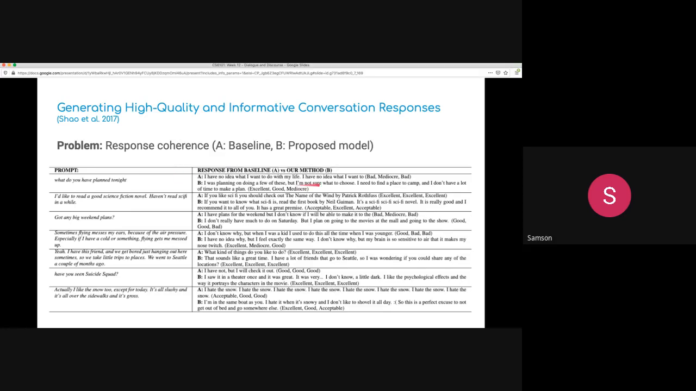So response coherence is supposed to be within the sentence itself and maybe also with the prompt. Here you see with the baseline, it just keeps generating the same thing. And here it kind of just rambles. But with their method, it's more coherent, if that makes sense. Sometimes it's also fine, but in some cases it's not, like this.